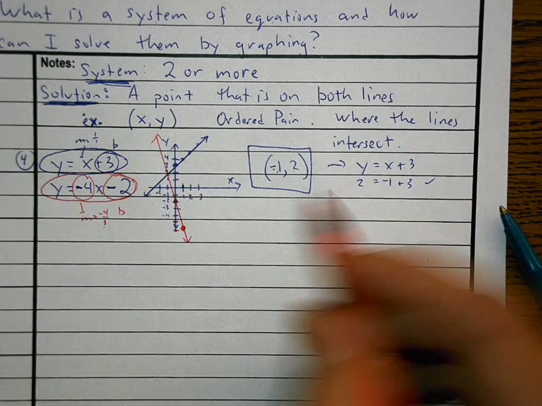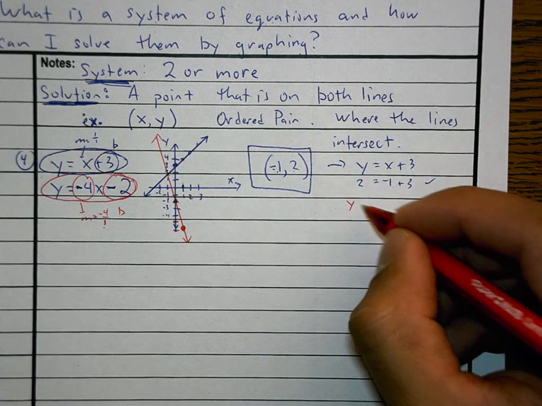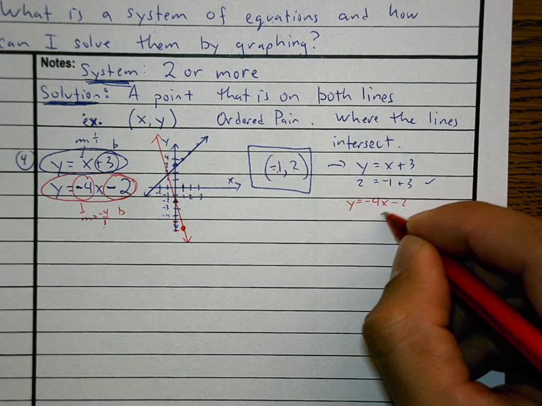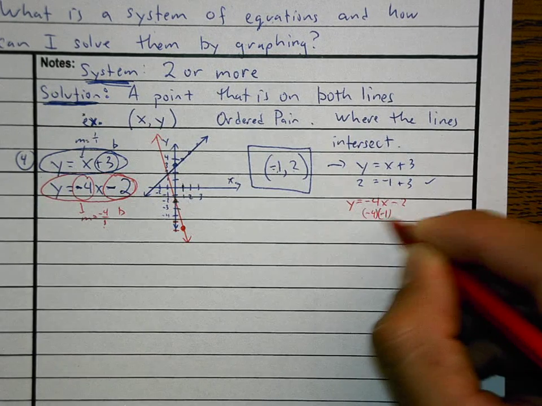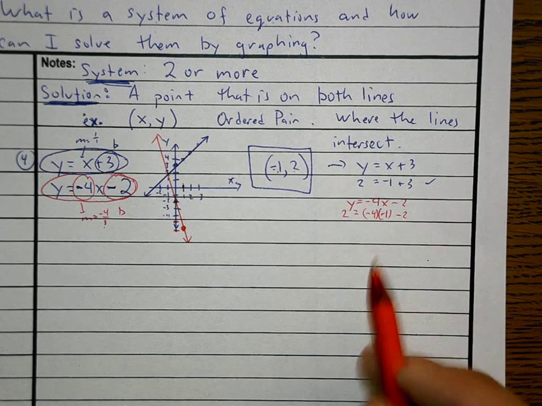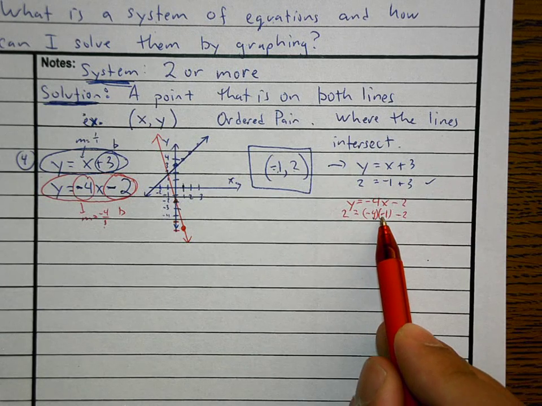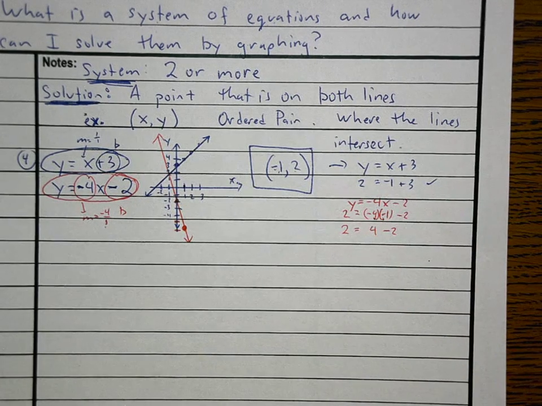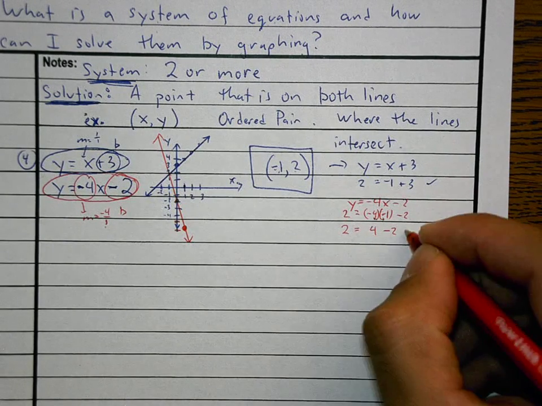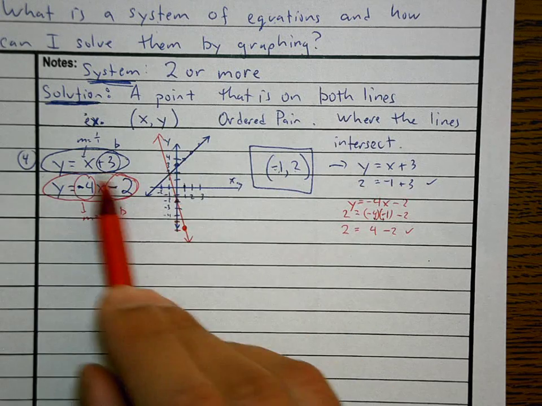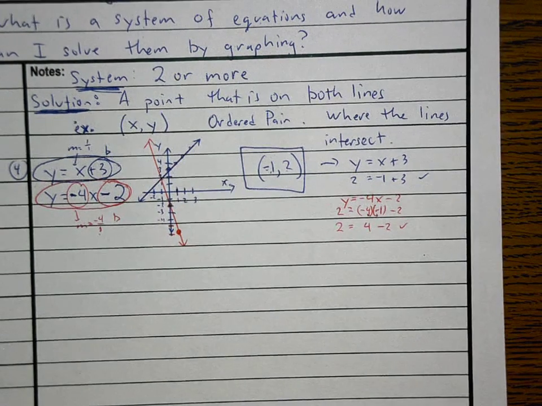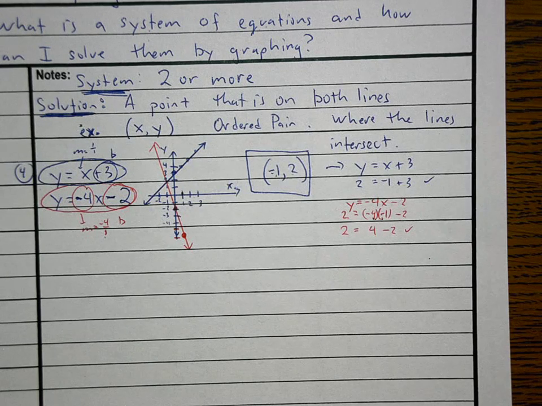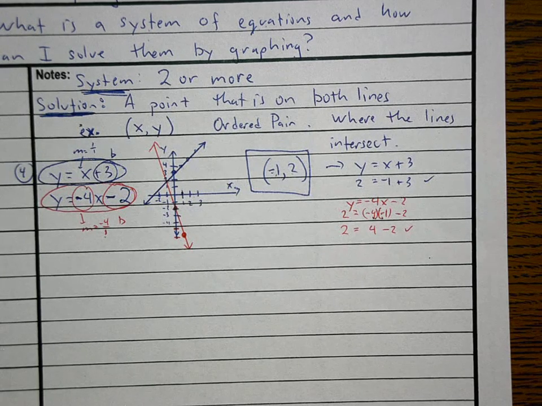Now I can do the same thing with the second equation, the red equation. Y equals -4x minus 2. I can plug in the -1 there, and I can see, does it work? Negative 4 times negative 1 is a positive 4. Minus 2. Does that equal 2? Does this solution work for both equations? That's because it's on both lines. That's where they are equal to each other. That's our answer. Okay?